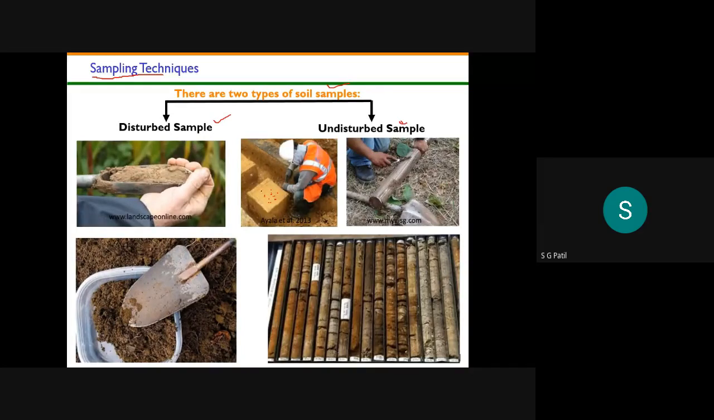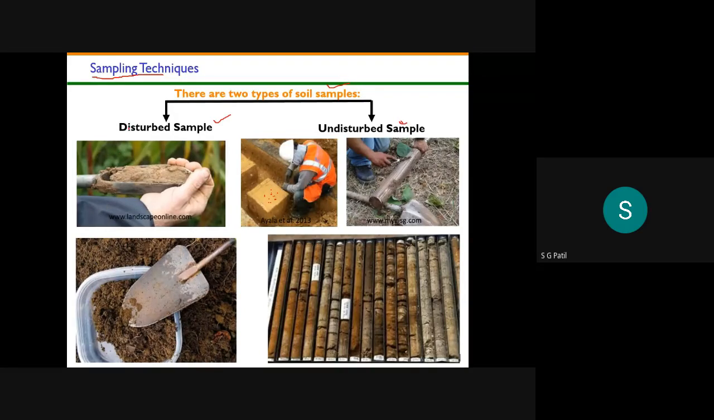Okay, so this is called a block sample. This is the block sample, and this is the tube sample. So you see, these are the tube samples. These two types of samples come under the category of undisturbed samples, and these two types of samples come under the category of disturbed samples.